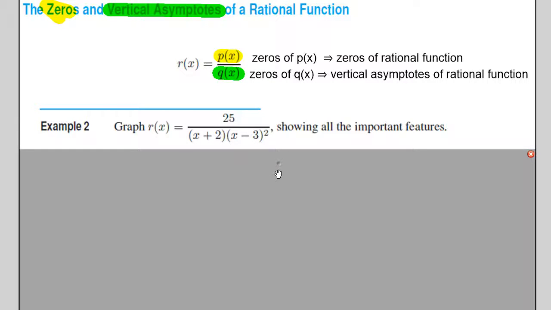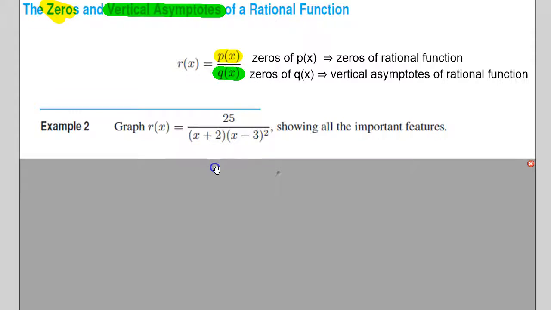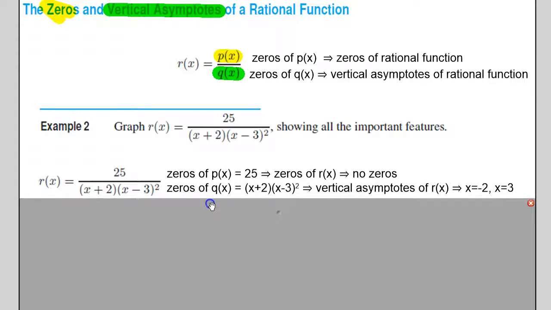So here's our rational function. The polynomial in the numerator is a constant function, y equals 25, or p of x equals 25. The denominator polynomial is a third degree polynomial, and it's already factored for us to make life so much easier. So even though this is a third degree polynomial, it has exactly two vertical asymptotes, or two zeros, because it has two linear factors. So now that we know that information, we have enough information to figure out the zeros of our rational function, which there are none because this value will never ever be 0. So that's why we have no zeros.